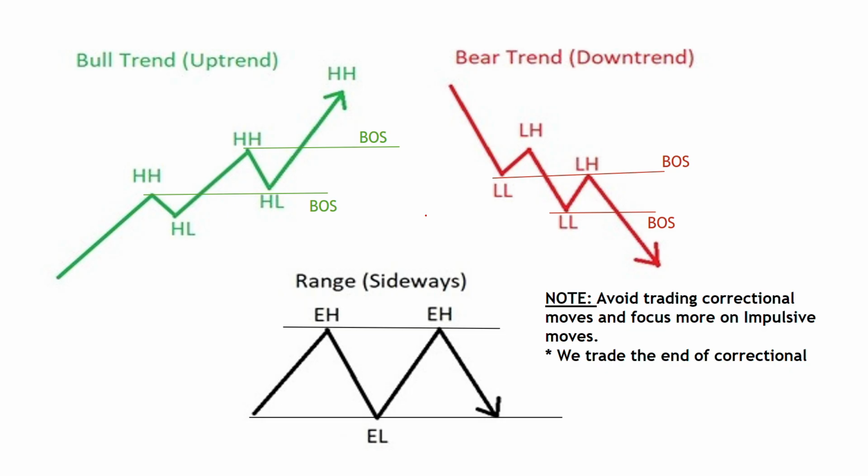We have the bullish structure, which is the upward movement, then we have the bearish structure, which is the downward movement, and we have the sideways structure, which is the ranging market. These are what make up structure, which is the highs and the lows.